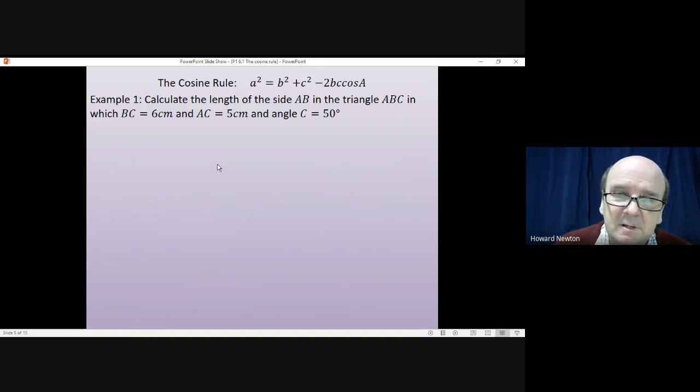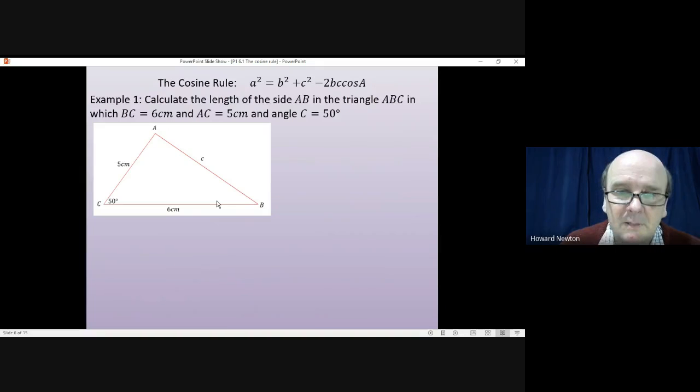Okay, let's have a look. As I said, I'd do a sketch of the triangle first of all. Sketching the triangle would give you something like that, where AC is 5, BC is 6, and you'll notice it's the angle in between those two sides that we know. Angle C is 50 degrees.